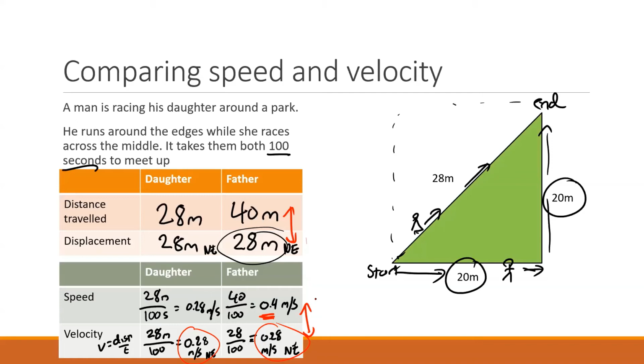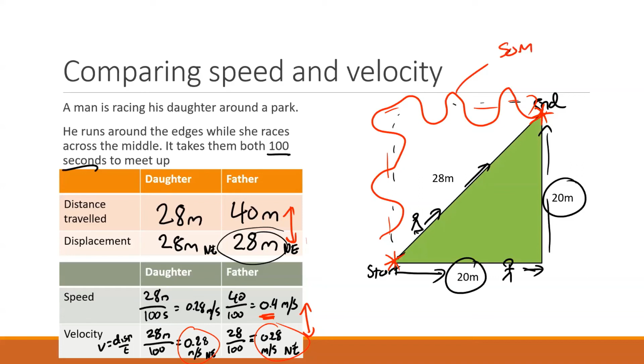Ultimately, when we talk about velocity, we're talking about how far they traveled. The father traveled from here to here, and it took him 100 seconds. So it doesn't matter if he took this path, or this path, or some crazy path like this. Let's say that path is more like 50 meters. It doesn't matter, as long as he did it in 100 seconds, his velocity would be the same.